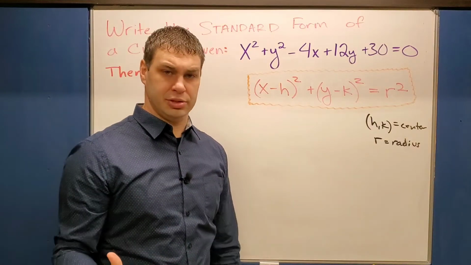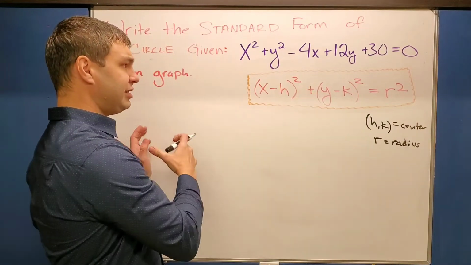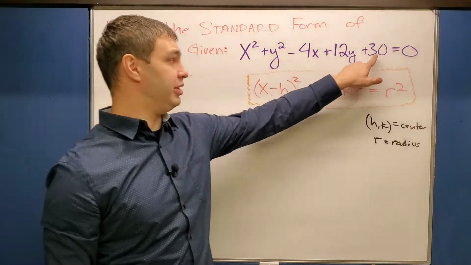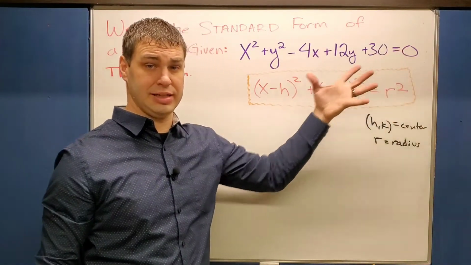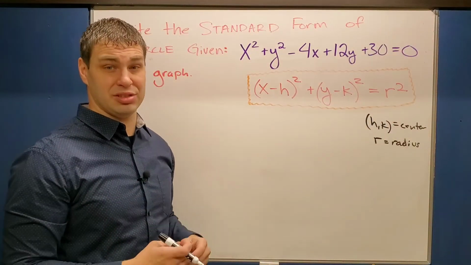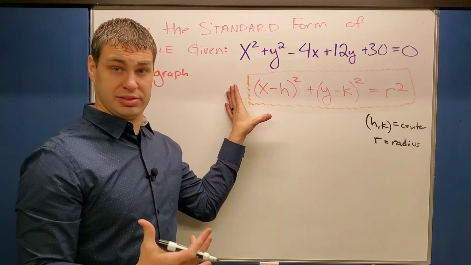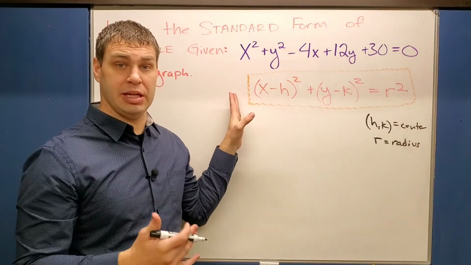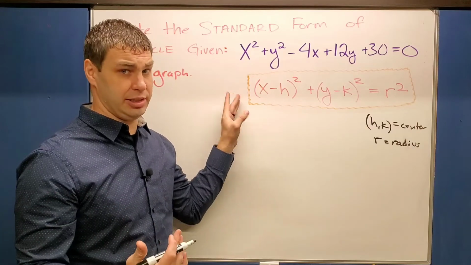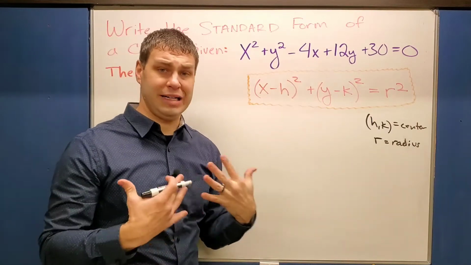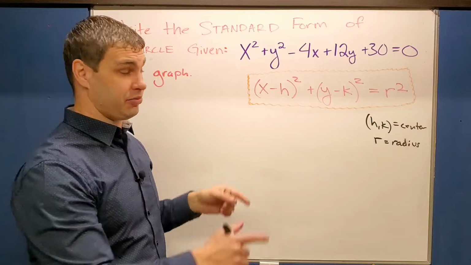All right, so what we need to do is put our x's together, our y's together, and then also move this constant term to the other side. And then we have to use completing the square to help us write the standard form of this equation of this circle. If you forgot how to do completing the square, you might want to check out this video up here where I do some completing the square problems. It's going to be very helpful when we do this one.